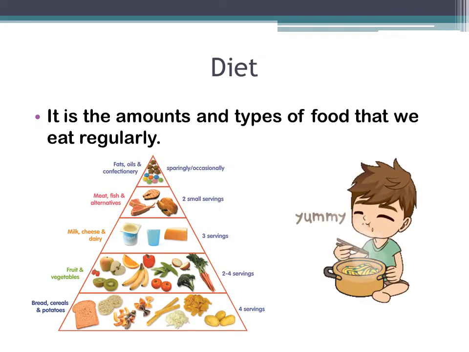And now let's talk about diet. Diet means what? It's the amounts and types of food that we eat regularly. Someone loves to eat a lot of meat or a lot of rice. Another person loves to eat a lot of pasta. Someone loves to drink milk. Another one loves to drink soft drinks. And so on. There are a lot of diet systems.